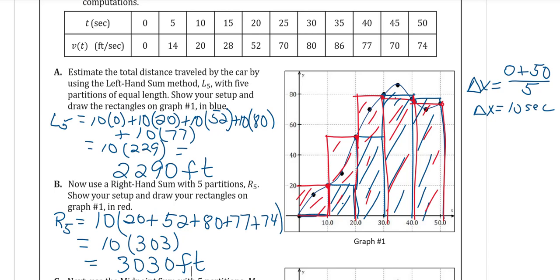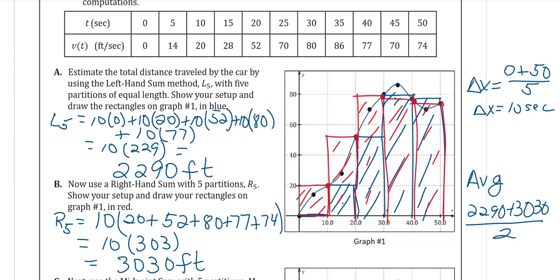Okay, so you can definitely see that we have a problem here. A lot of times what you do then is you would average these together. So you would do 2290 plus 3030 and divide them by 2.